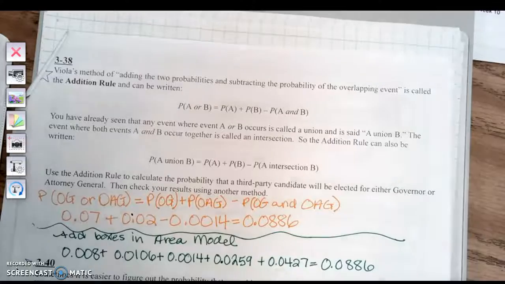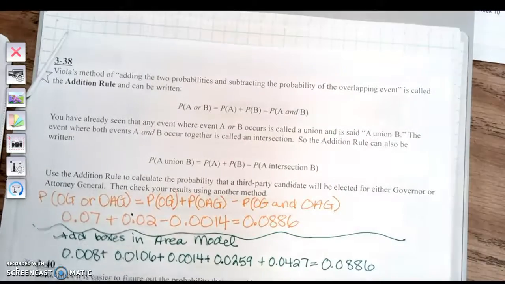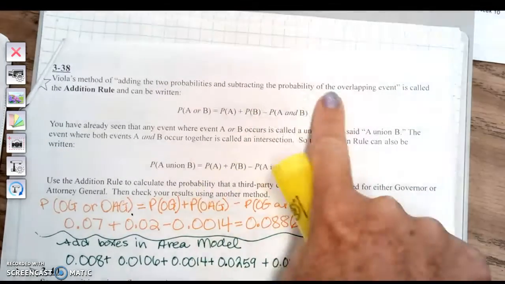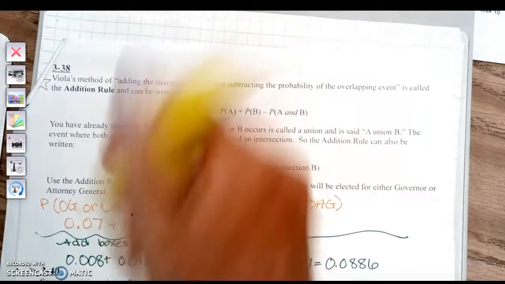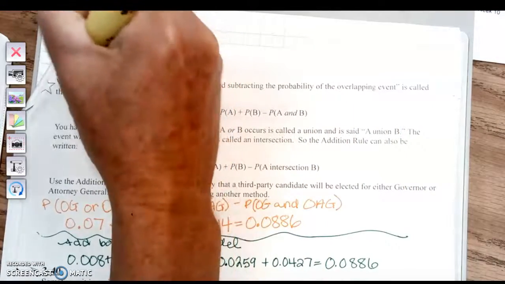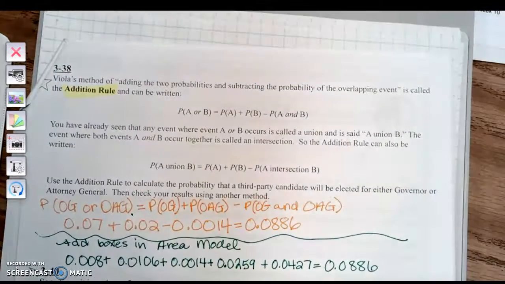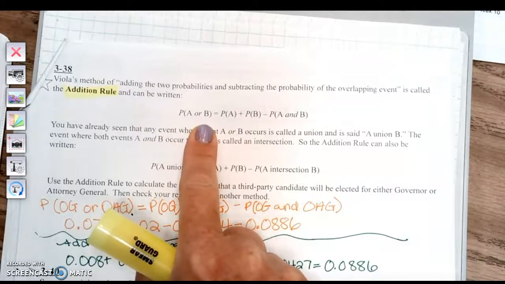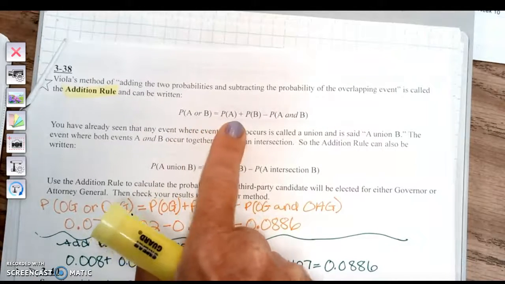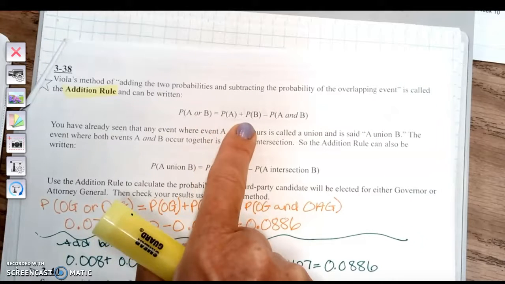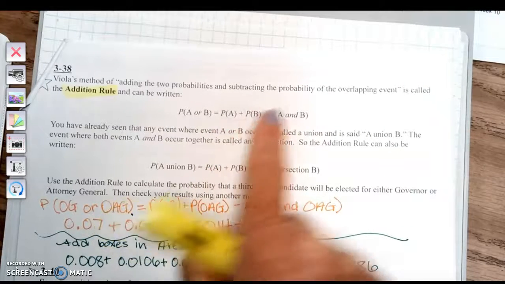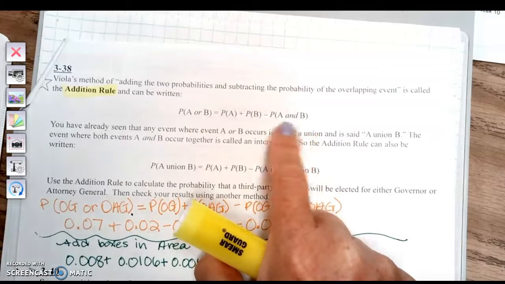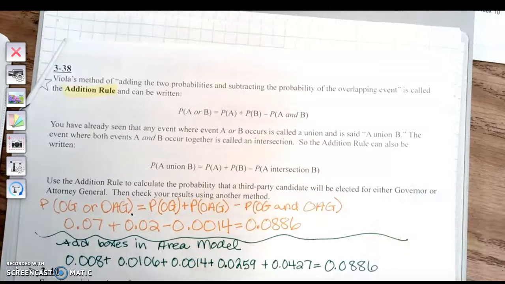And now we're on question 38. It says, Viola's method of adding the two probabilities and subtracting the probability of the overlapping event is called the addition rule and can be written as the probability of A or B is equal to the probability of A plus the probability of B minus the probability of their union, A and B.